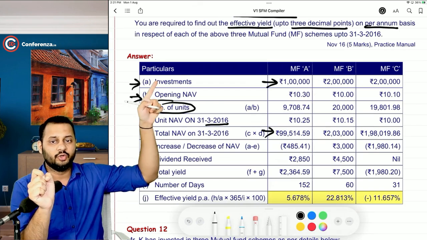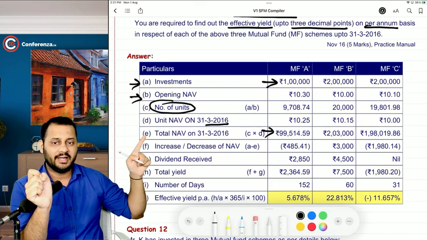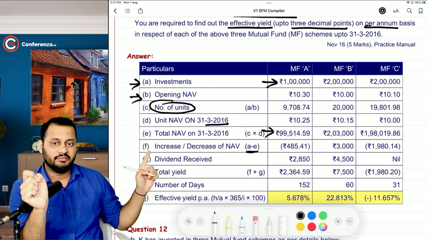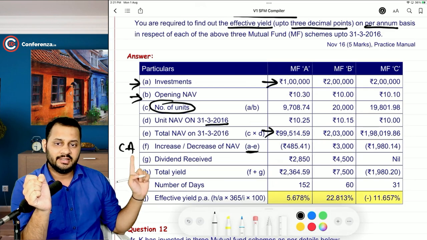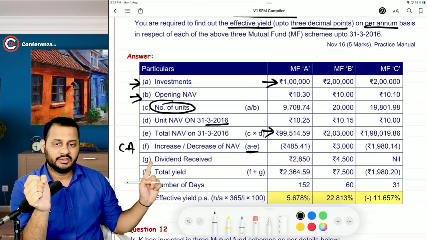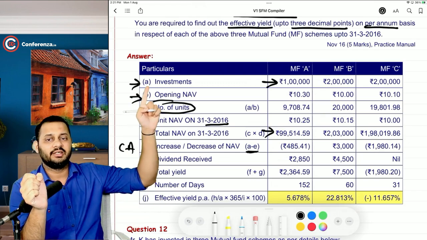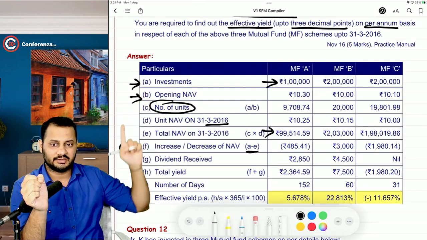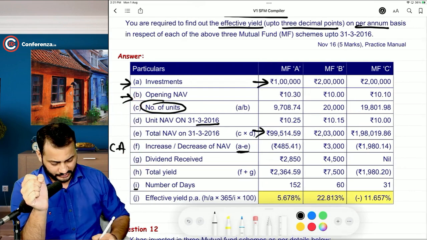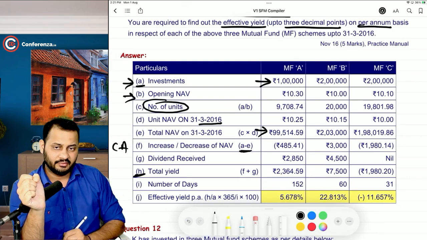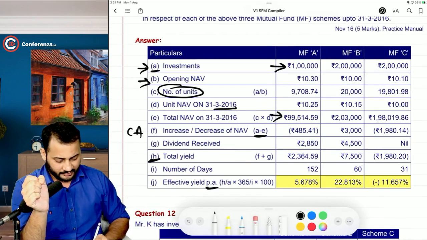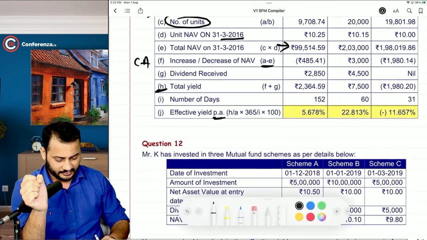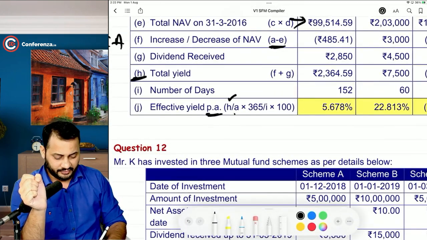The difference between this opening value and the closing value, that means A minus E, am I right? A minus E will give you the increase or decrease on NAV, that will be called the capital appreciation. To that capital appreciation, you will add dividend, and that will give you total yield, F plus G, total yield. This total yield will be divided by the investment to find out the answer. So this H, total return divided by the investment, will give you this effective yield. So effective yield on a per annum basis will be like this.